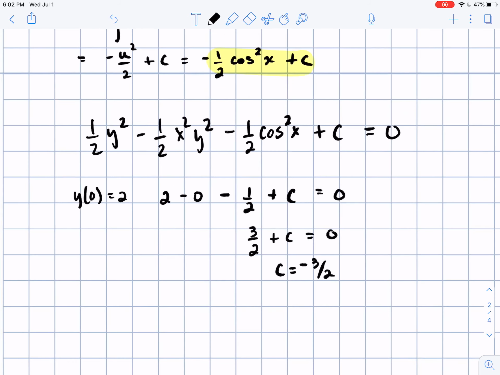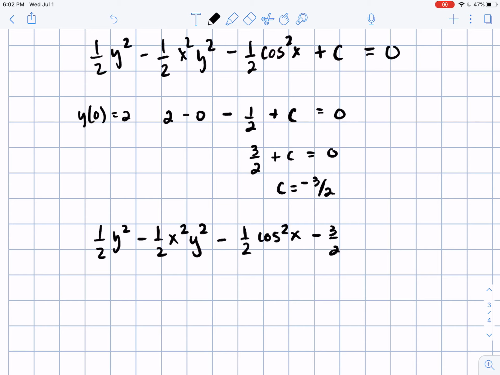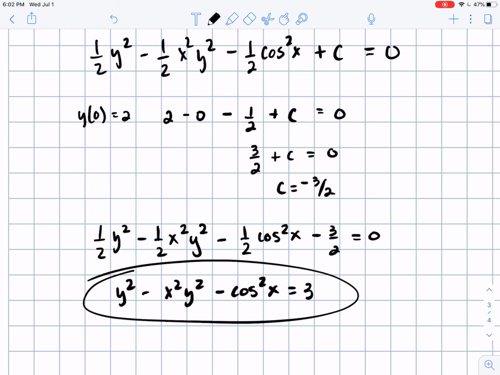And then we could plug that back in, and we have that initial value function. So it's 1/2 y squared minus 1/2 x squared y squared minus 1/2 cosine squared x minus 3/2 equals 0. This would be a fine solution. They should accept it on WebAssign, but if we want to clean it up, we could multiply everything by 2 and bring that constant over, and then you have that as your solution to that original differential equation.